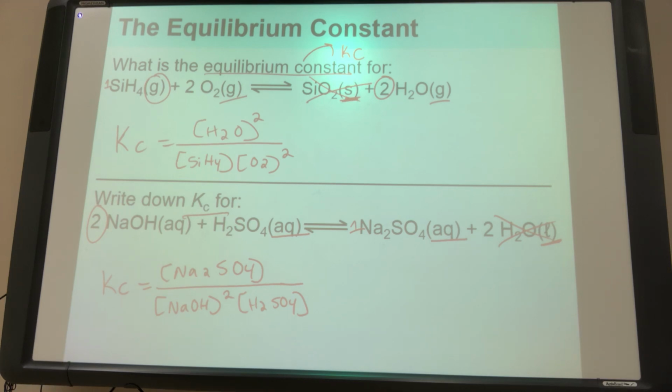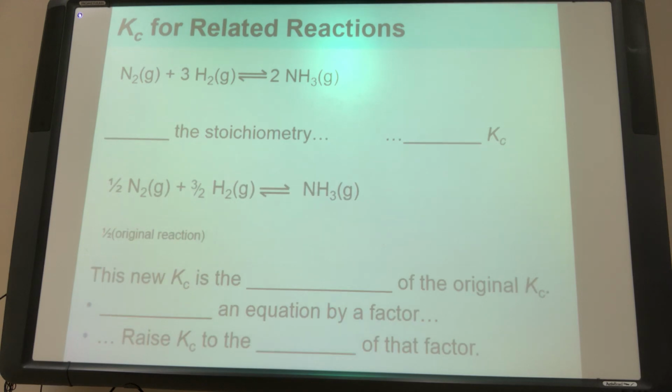Now, what if I wanted to relate the Kc from one equation to another? Kind of similar to what we did with Hess's law. What if I wanted to manipulate an equation to get another equation? We want to know how the Kc's are related to similar reactions. So let's look at the first one. Here's my reaction: N2 gas plus 3H2 gas goes to 2NH3 gas. Let's write my Kc for that. Products over reactants, they're all gases, so they all count. NH3 squared over N2 and then H2 cubed. All right, I have my Kc.